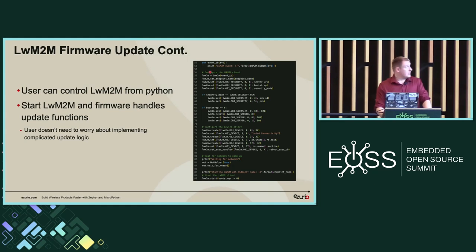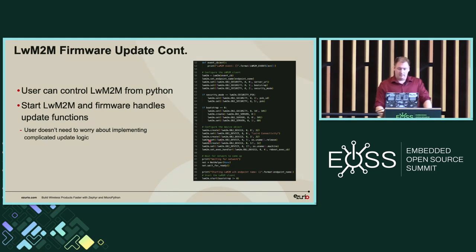Just to highlight, here's a quick snippet of getting lightweight MDM set up. You create a new object and give it an event callback, so anytime any relevant lightweight MDM event happens, you'll get a print message. But then you have control over setting it up if you're going to connect with security with a pre-shared key or not, or use bootstrap mode or not. And then also object 3 in lightweight MDM is a required object, and that gives you information like manufacturer or firmware version and all that.